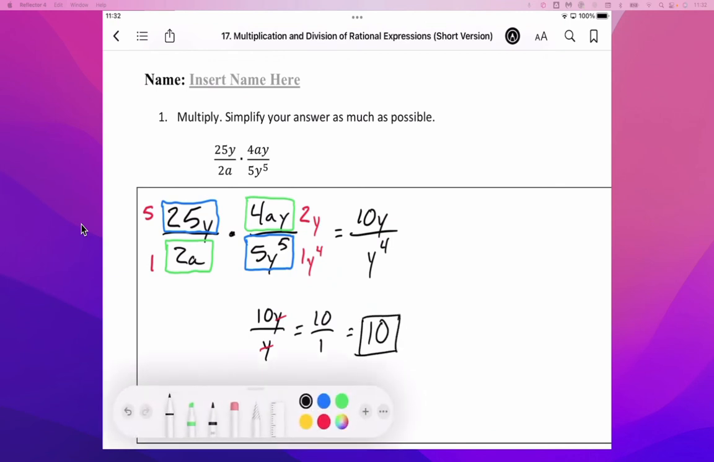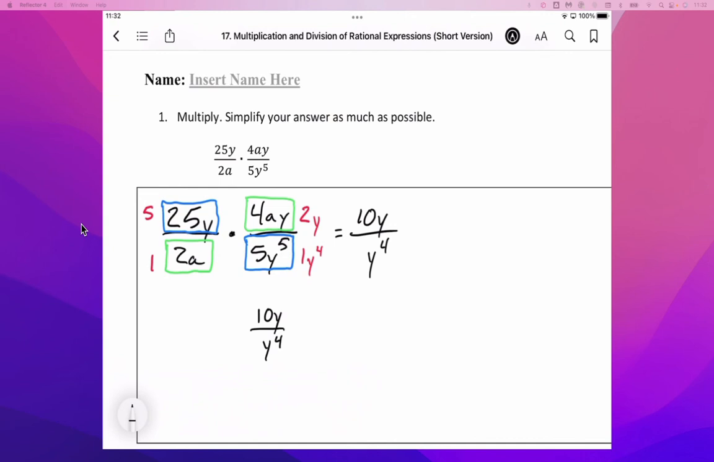Oops, and that should be, my bad, y to the fourth in the denominator, not just one y. So y to the fourth. So I chop one y here and one y here. That leaves y to the third in the denominator. Apologies for that. 10 over y to the power of 3. So that's going to be our final answer for number one.